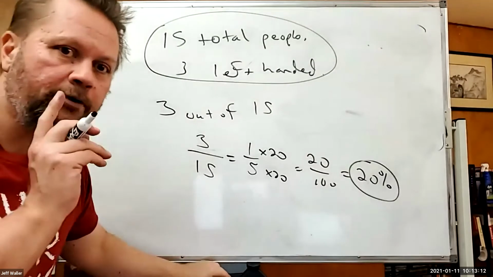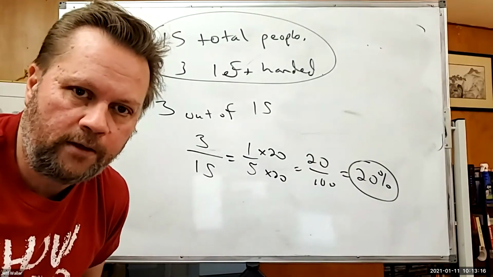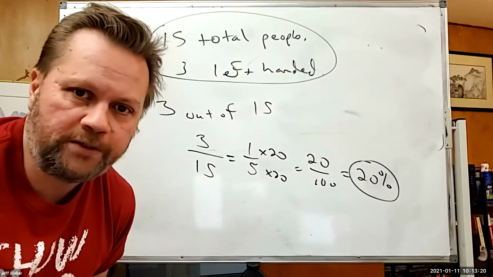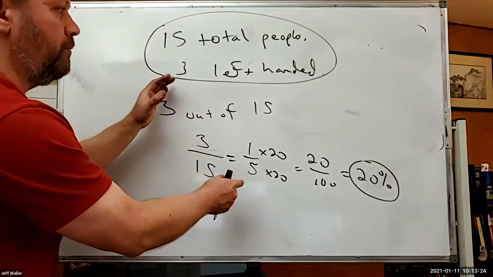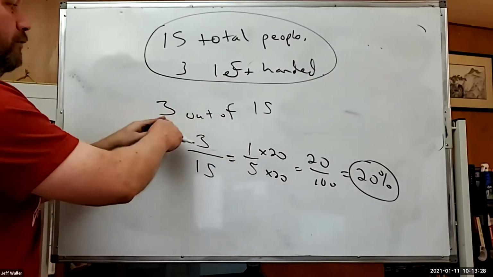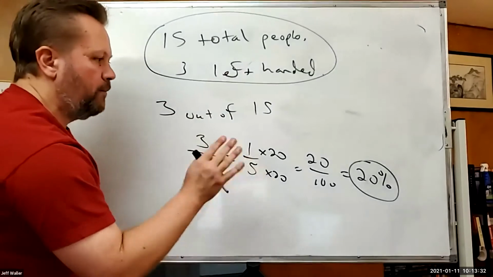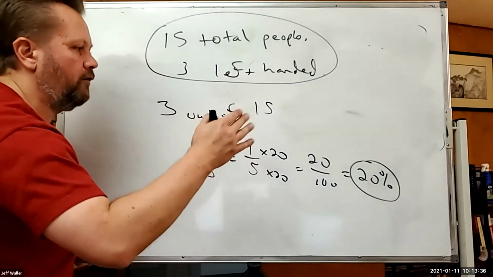But can percentages be bigger than 100% and actually mean something real? In general, yes, of course they can. So this kind of problem is a part-of-whole problem. 3 out of 15. So it's a percent problem. It can never be more than 100% because it's talking about a part of a whole.